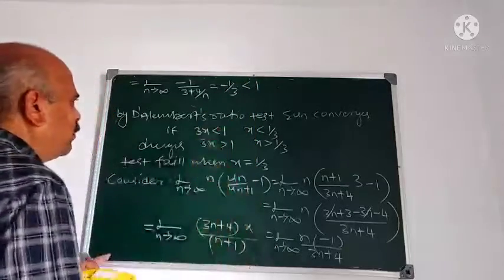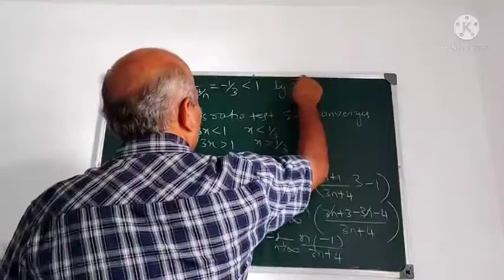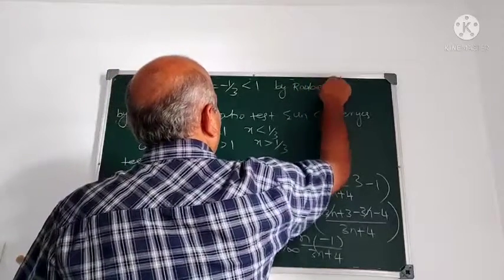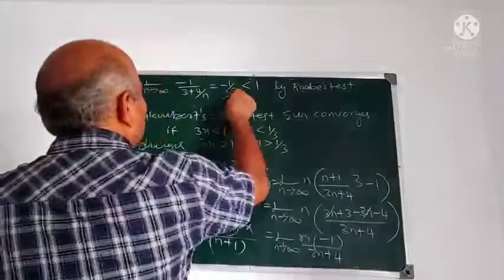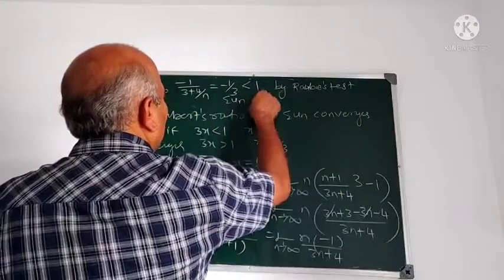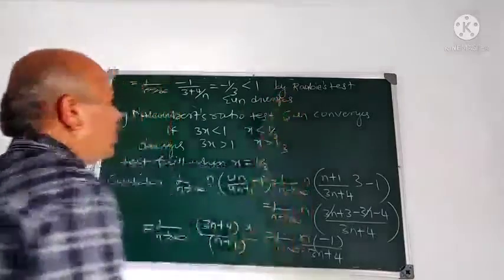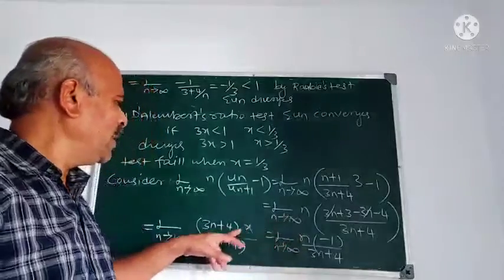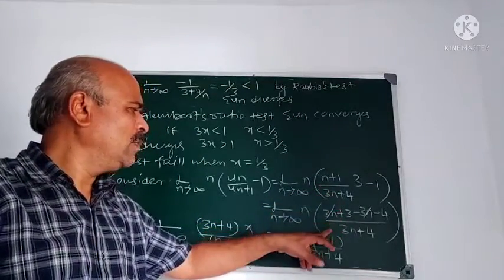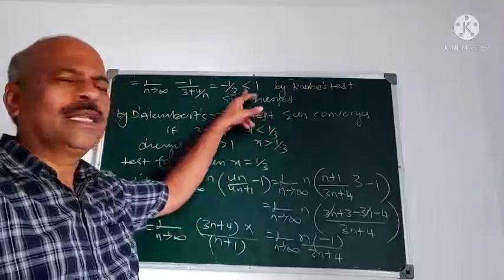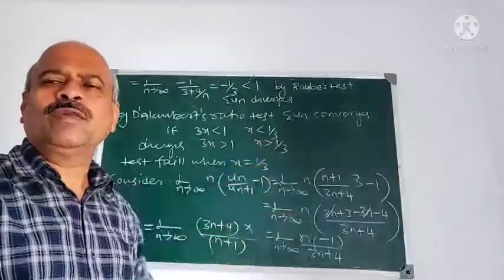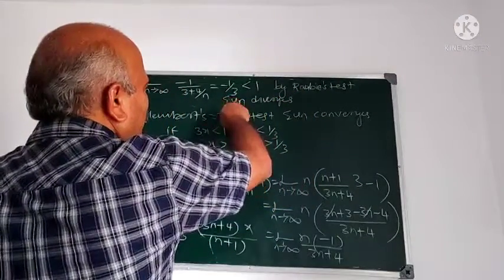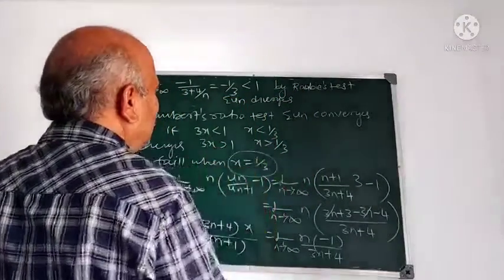So, it is less than 1. By Raabe's test, sigma un diverges. What does Raabe's test say? If limit n into un upon un plus 1 minus 1 is greater than 1, then it converges. Less than 1, diverges. Therefore, sigma un diverges by Raabe's test when x is equal to 1 by 3.